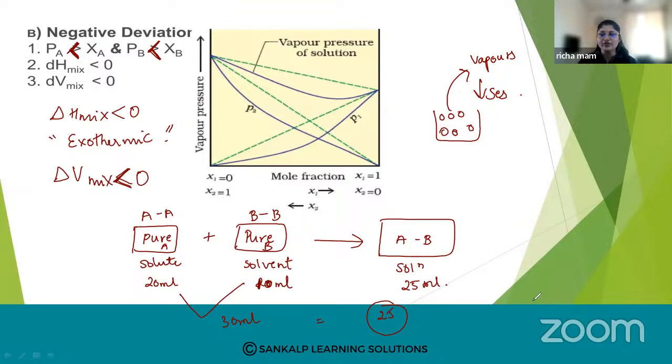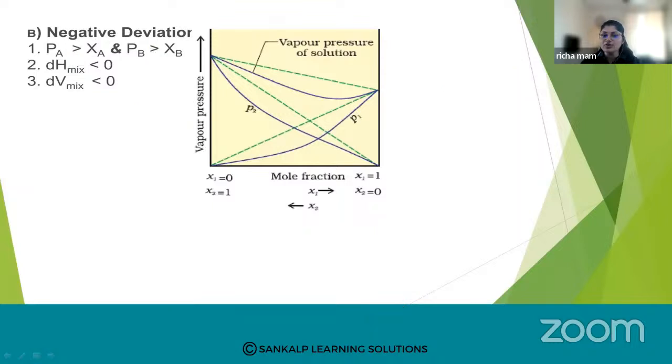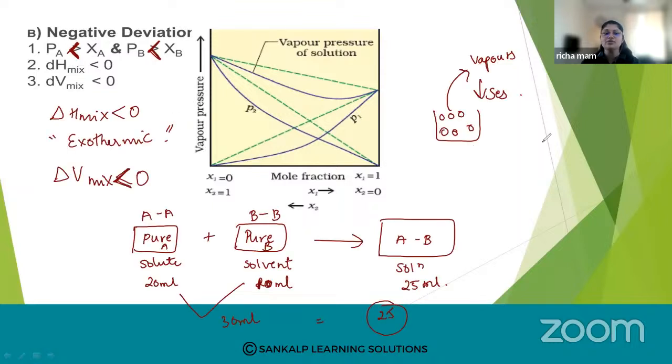As in the case of positive deviation, we have seen that the molecules present in the solution escape out in the form of vapors, the vapor formation increases, and it results in a positive deviation. But here, the tendency of the molecules to escape out in the form of vapors will decrease. So it will result in a negative deviation. So this indicates a negative deviation.